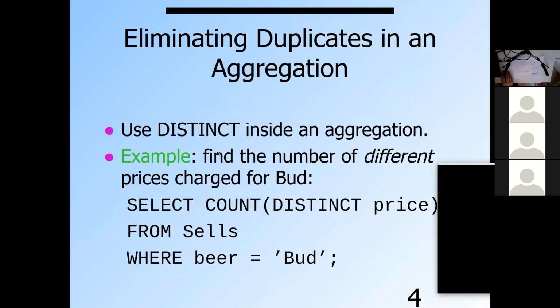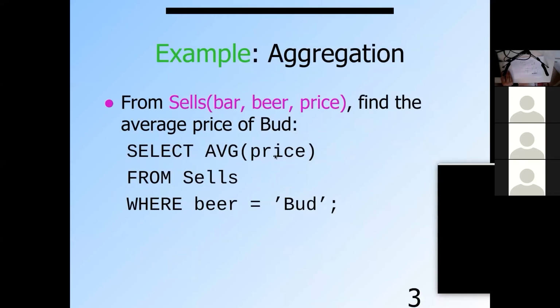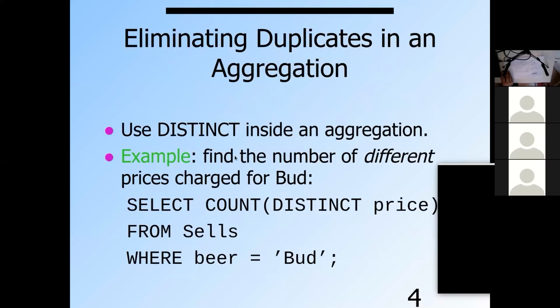If you wanted to do the distinct prices, in other words, apply a distinct operator on that projection, it wouldn't make sense with average, but in this case it does, because we're doing a count instead. If we want to say how many distinct prices there are for Bud, then with distinct in there, it will eliminate duplicates on the projection, and then just count how many there were.